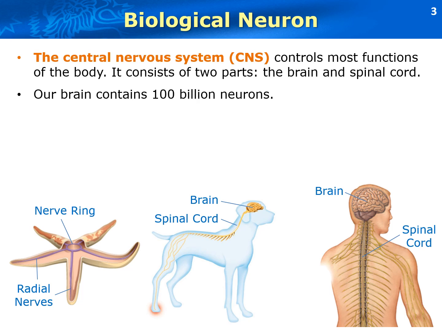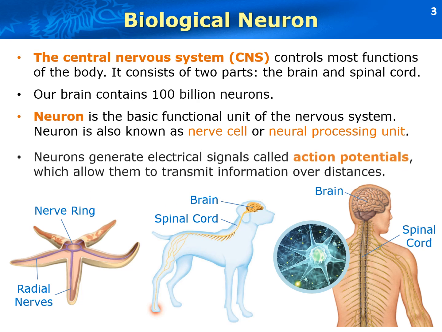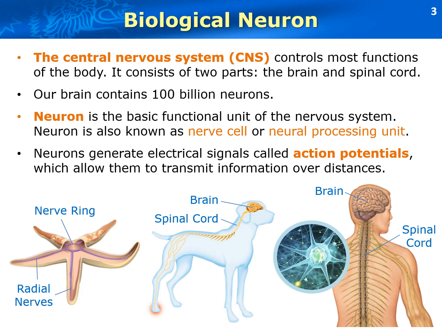Neuron is the basic functional unit of our brain. Sometimes, neuron is also known as nerve cell or neural processing unit. Neurons generate electrical signals called action potentials, which allows them to transmit information over long distances.